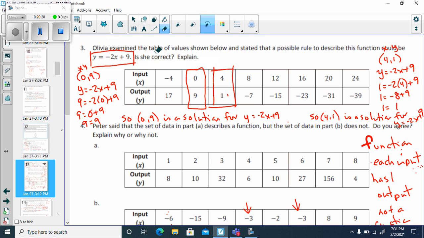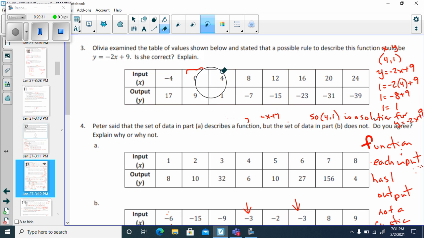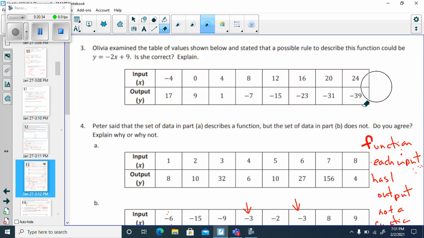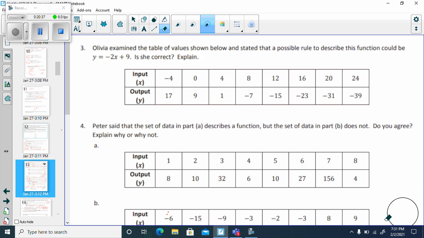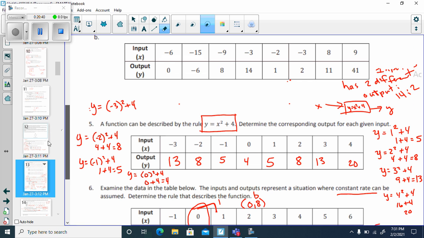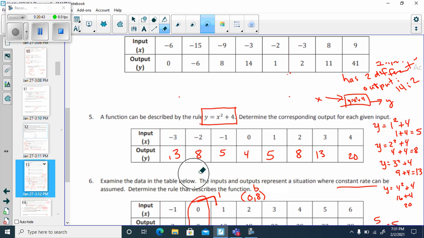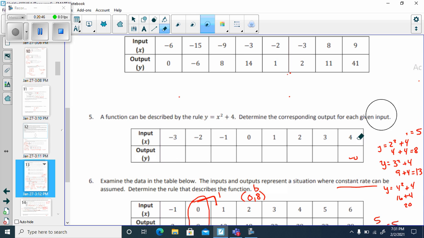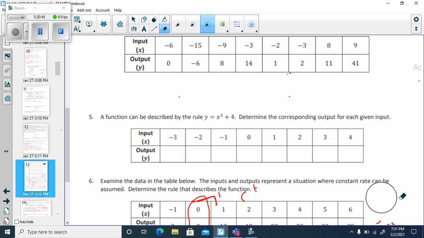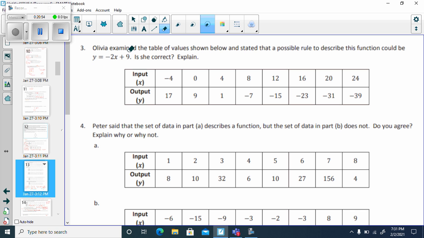Go to number 3. Right. Now we're going to decide whether or not a function actually fits a data table. All right, let's look at number 3. Erase a few of these so we can do this. Olivia examined the table of values shown below and stated that a possible rule to describe this function could be y is equal to negative 2x plus 9. Is she correct? Explain. Okay.